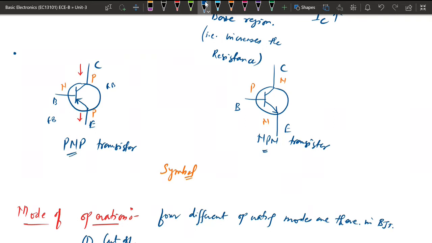Similarly in the NPN case, this is the symbol, and current flows from this terminal to this terminal. That means this terminal should be P type, and this is N, so it is NPN. So this is the symbol of the BJT.